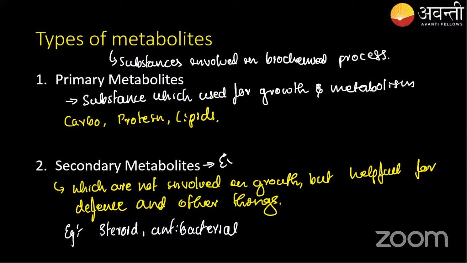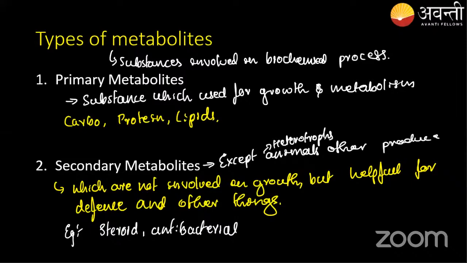Except animals, others produce them, or you can also keep it as: except heterotrophs, others will produce. So these things will be produced from the autotrophs or in the plants, then all the other things will take these and utilize them. I will tell you, we have some examples, but fungi also produce secondary metabolites, but not primary metabolites.